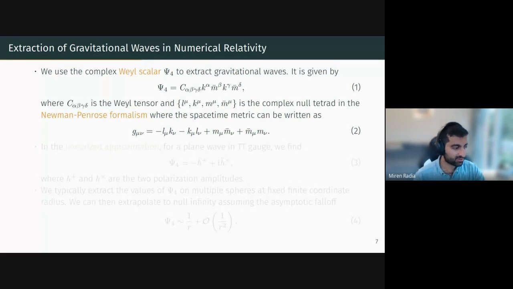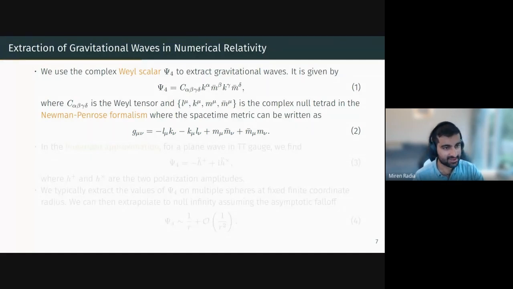The Newman-Penrose formalism starts by introducing these 5 Weyl scalars, but the one we care about is psi4, which is just a contraction of the Weyl tensor with some null vectors that come from a complex null tetrad. This complex null tetrad is the whole basis of the Newman-Penrose formalism. And in the Newman-Penrose formalism, the space-time metric is written like this.